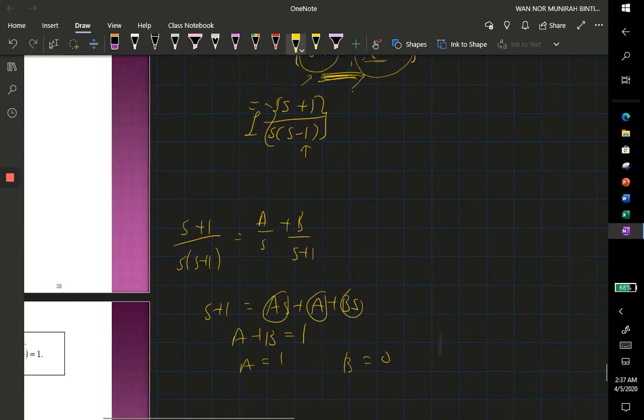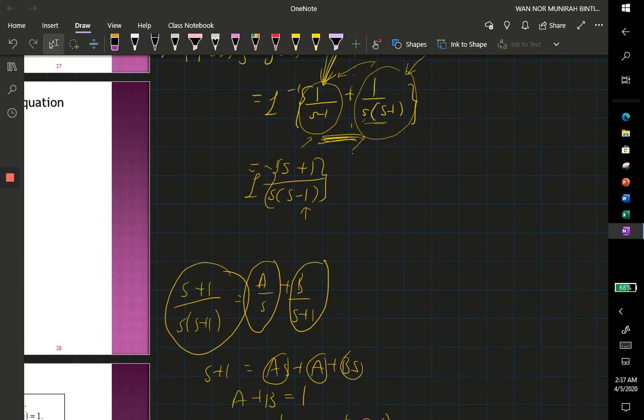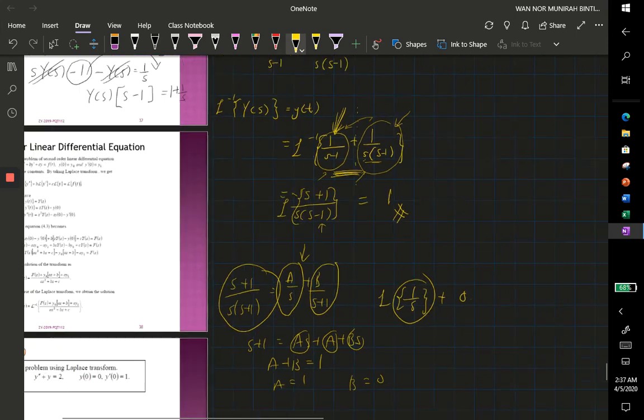Okay, so A over s, take the Laplace inverse of this one is equivalent to take the Laplace inverse of A over s and B over s plus 1. Since B equals to 0, I just take the Laplace inverse of A over s. So I have Laplace inverse of 1 over s plus this one is 0. So Laplace inverse of 1 over s is 1. Okay? Am I right?